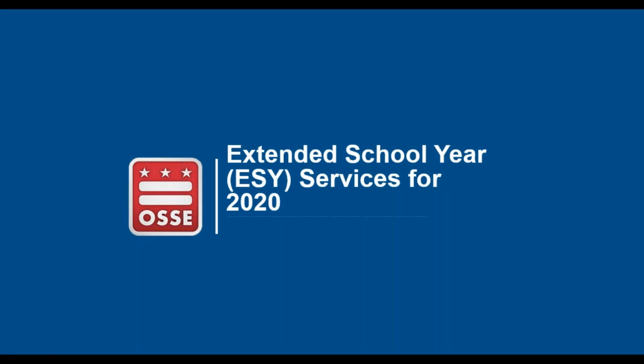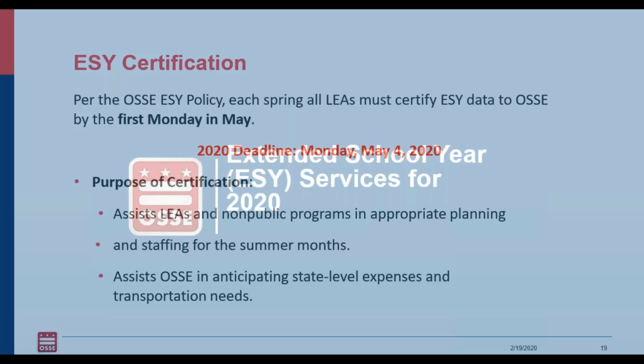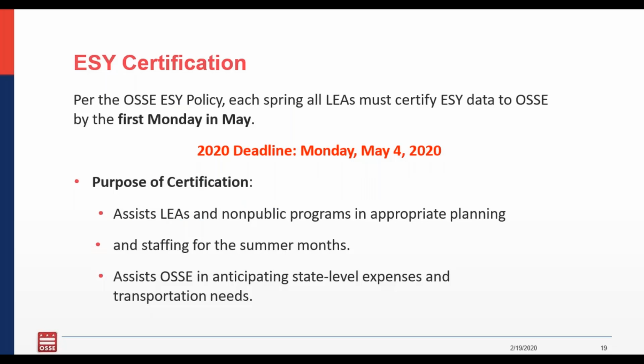Hi, everybody. So ESY season is upon us, and we're trying to get as much information out to you about ESY as possible and as early as possible. So I'm going to go over some of your responsibilities for the 2020 ESY period. In accordance with OSSE's ESY policy, each spring, all LEAs must certify ESY data to OSSE by the first Monday in May. This year, the first Monday in May is Monday, May 4th, 2020.